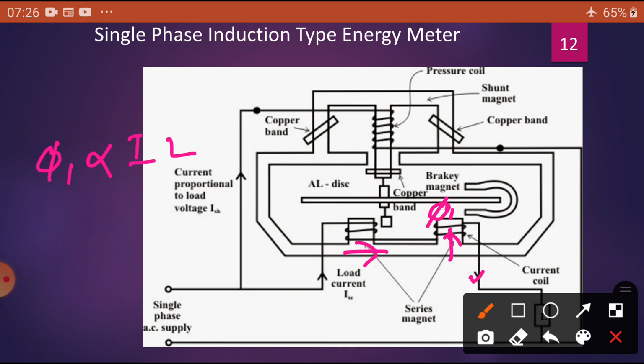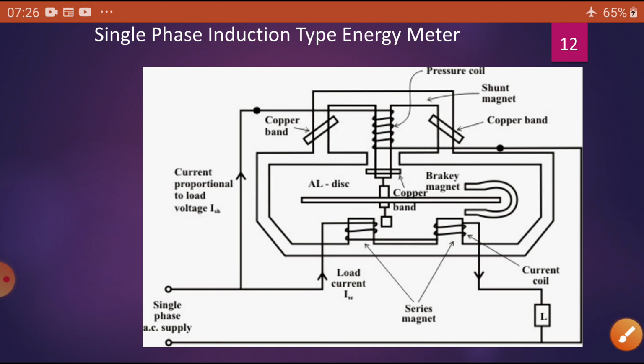And this flux is in phase with the load current. If the current is more, the flux is more. This is one angle, and this is the same angle, in phase with the current.